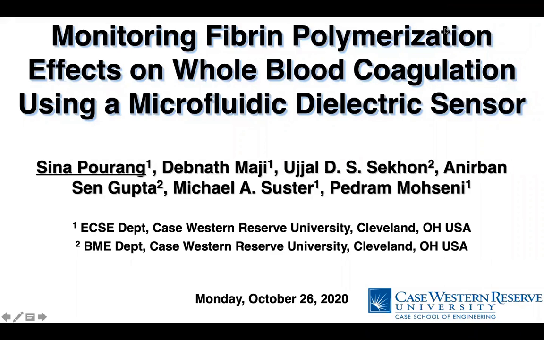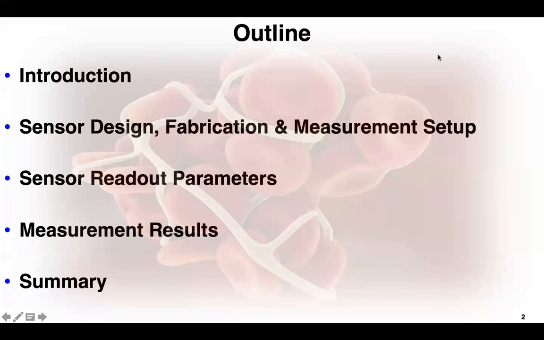My paper is titled Monitoring Fibrin Polymerization Effects on Whole Blood Coagulation Using a Microfluidic Dielectric Sensor. In this talk, I'm going to go over a brief introduction to traumatic hemorrhage and its consequences for blood coagulation disorders. Then I'll talk about the sensor design, fabrication steps, measurement setup, and sensor readout. Then I'll talk about the study design and measurement results obtained from those experiments. And finally, I'll give some concluding remarks at the end.